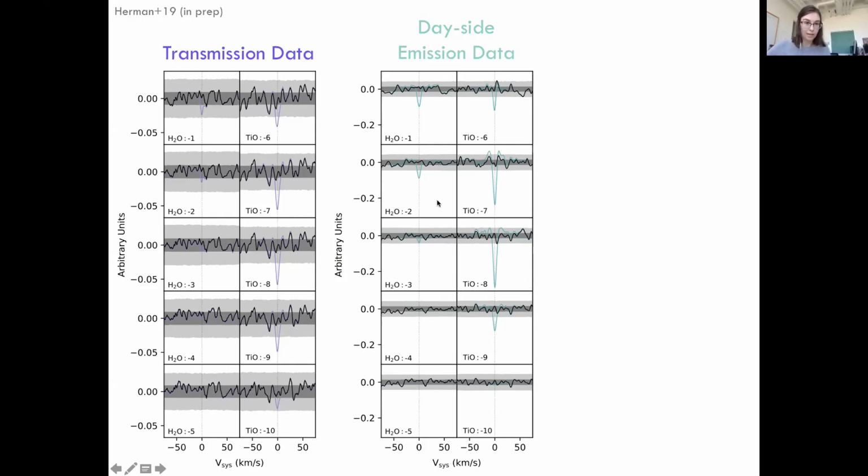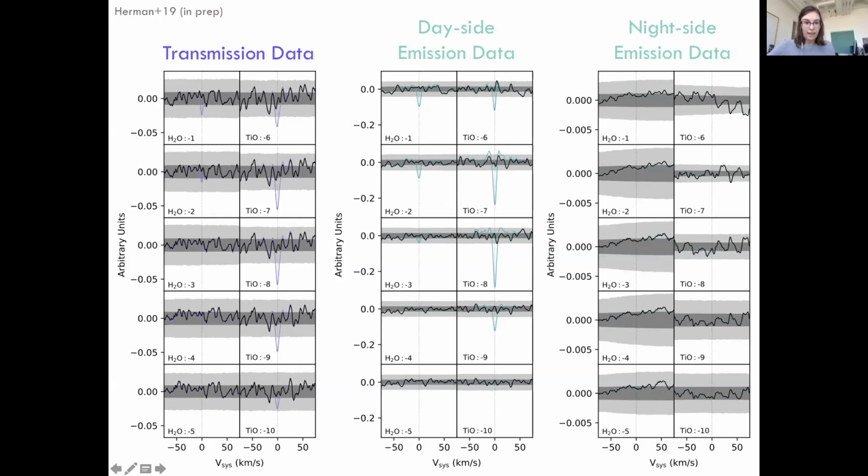And finally, we also look at the night side emission data, and probably unsurprisingly, we can't detect anything from the night side. And that's just because by the time we get to this part of the planet's orbit, past an orbital phase of about 0.8, there's not a whole lot of light coming from the planet for us to detect. So it's kind of unsurprising that we don't really see any emission from the planet at this point. But the fact that we can detect no titanium oxide or water at all in the data is, to be honest, a bit disappointing, but we can at least place upper limits.